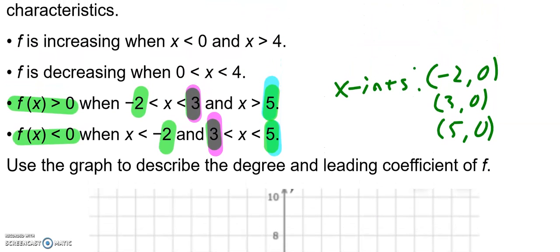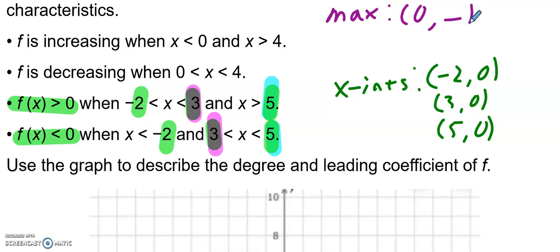All right, and I know it's greater than 0 when x is between -2 and 3, and when x is greater than 5. Okay, and I know it's increasing when x is less than 0, and when x is greater than 4, and decreasing when x is between 0 and 4. So I know that there has to be a maximum. So if I'm increasing when x is less than 0 and then decreasing from 0 to 4, there has to be a maximum when x is 0, and then some y value.